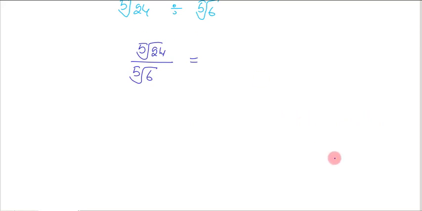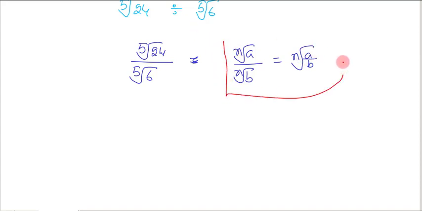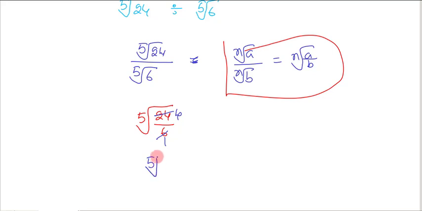So when the two surds are of the same order to be divided, we need to use this formula, that is nth root of A by nth root of B is equal to nth root of A by B. By using this formula, we can simplify it very easily. So this we can write as 5th root of 24 by 6. So 6 1 is 6, 6 4 is 24. So we get the answer as 5th root of 4 as the answer.